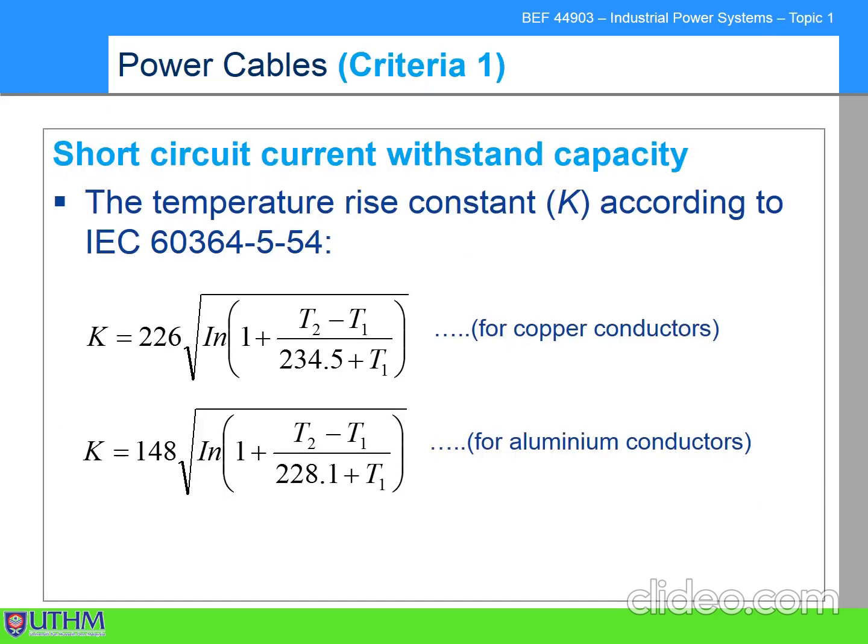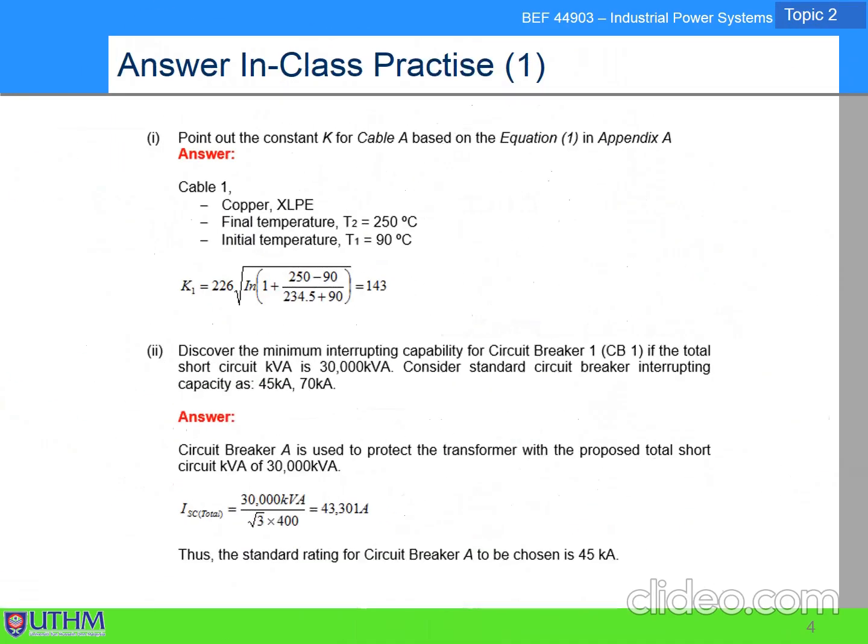Next, the temperature rise constant. K represents the temperature rise constant. According to this standard, this equation for K is for copper conductor, and this equation for K is for aluminium conductor. The equations are almost the same, but the difference is the coefficient, because the type of the conductor is different. This is the answer in class for practice 1.